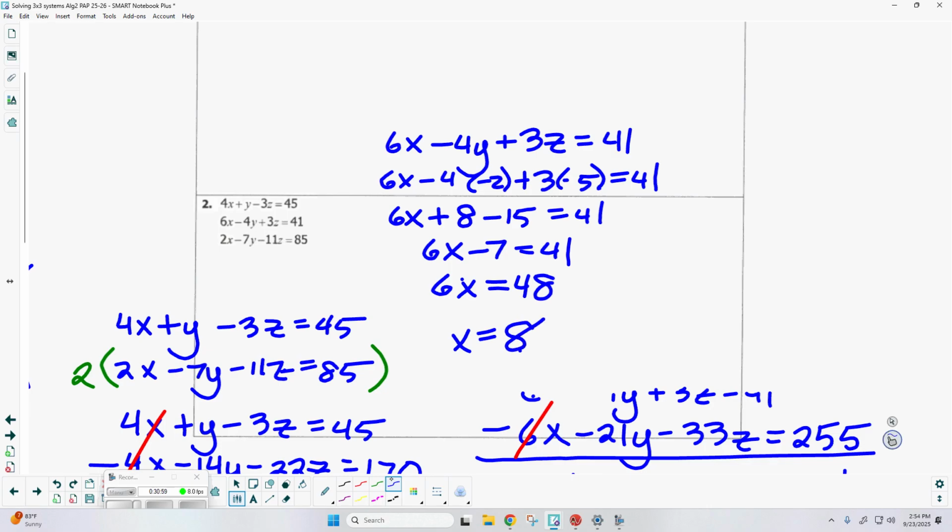Can anybody try one of those different ways we talked about and get the same thing? So my final answer, the ordered triple, is 8, -2, and -5. There we go.